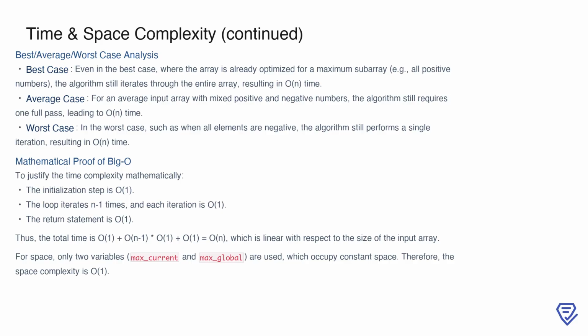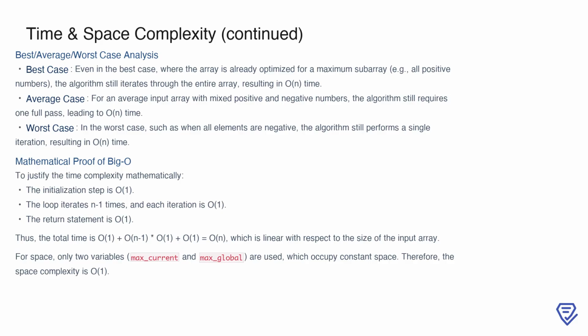In the average case, with an array containing a mix of positive and negative numbers, the algorithm still performs a single pass through the array, resulting in the same O(n) time complexity. Even in the worst case, where all elements are negative, the algorithm does not require any extra iterations, it still completes in O(n) time. To formally justify this complexity, we can break the steps down mathematically.